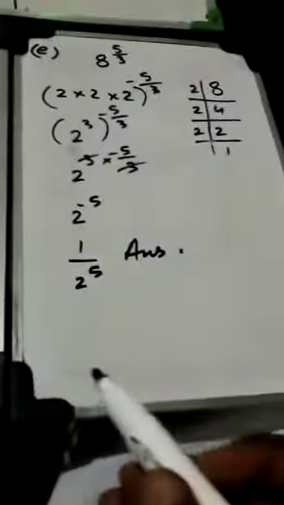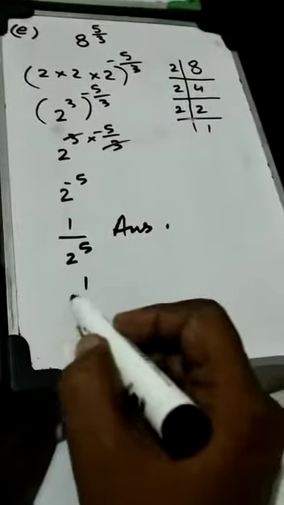Let me check. Yes, there is a negative sign. So if there is a negative sign, then we have to move this thing in this way, and it will be 1 over 32. This will be your answer.